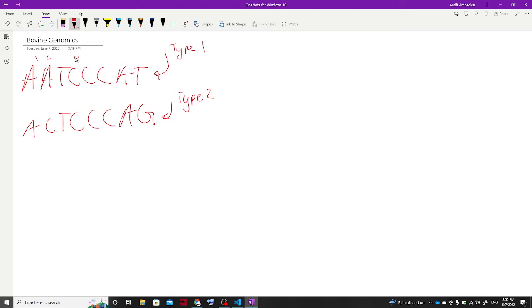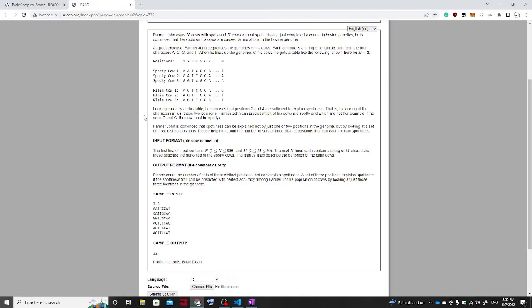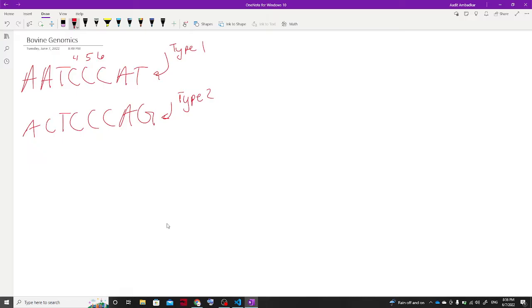And now, obviously, this is not necessarily true for all triplets. For instance, if you took a look at 4, 5, and 6, you'd notice that in type 1, and specifically the first cow, we have CCC. But in the first cow of the second type, we have, again, CCC. So this triplet of 4, 5, 6 would not work.